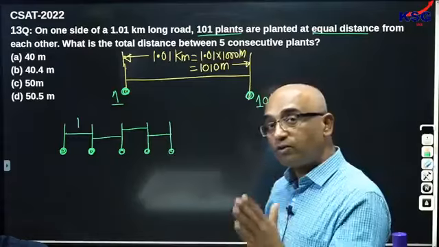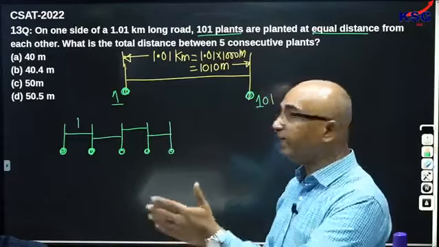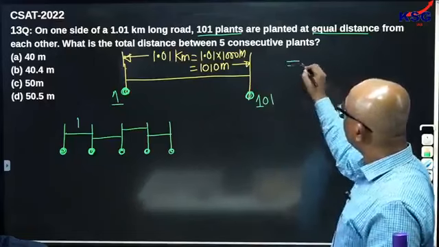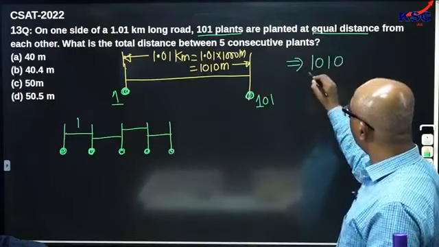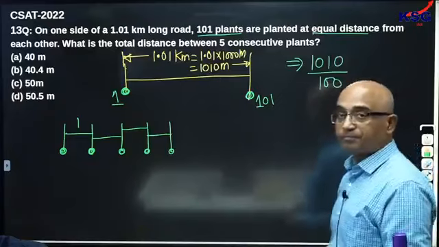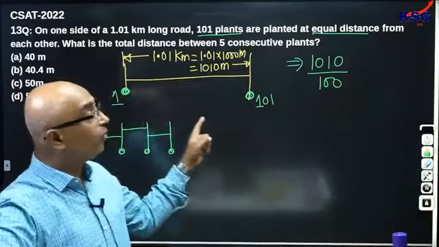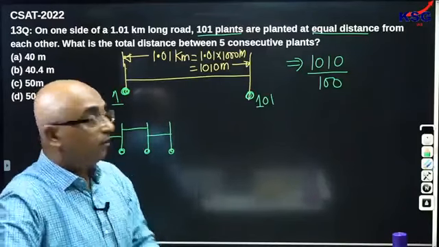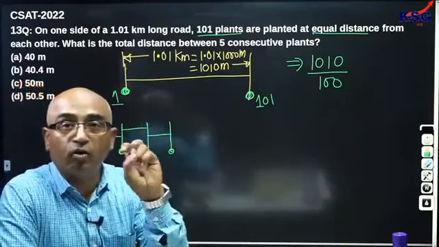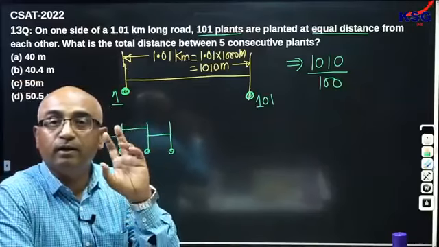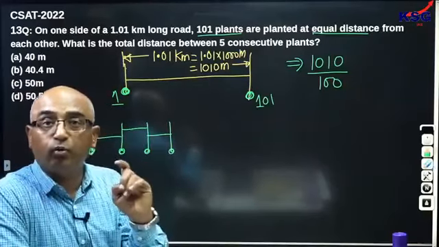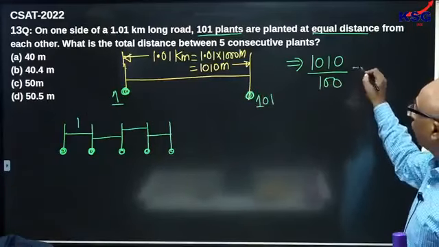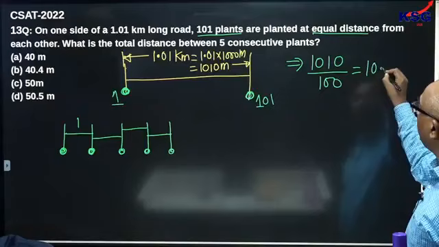Why? Because the first one is planted at the beginning and the last one exactly at the end. So in this question, 1010 must be divided by 100 only. If you divide by 101 plants, you will get the wrong answer. In case of 2 plants, only 1 gap. In case of 3 plants, 2 gaps. In case of 5 plants, only 4 gaps. So in case of 101 plants, you will get 100 equal distances. Divided by 100 will give you 10.1 meter.